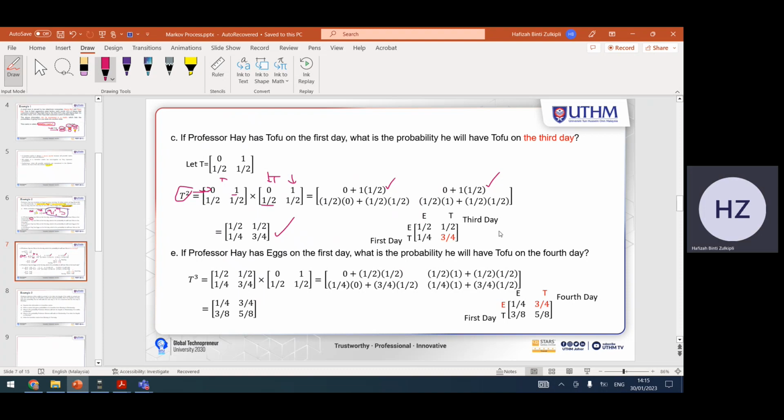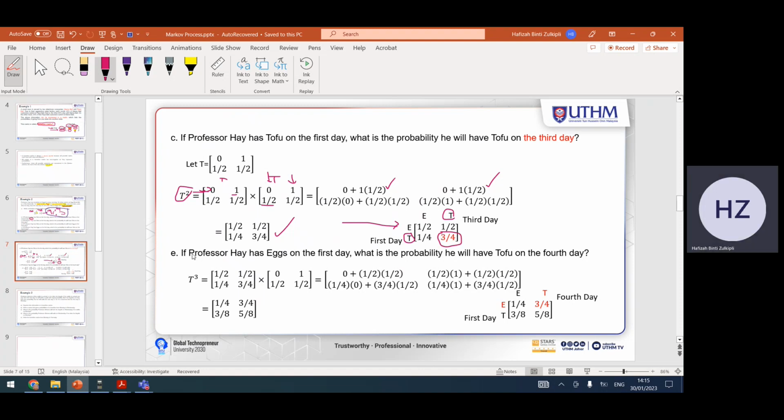Once you get this matrix, you can answer the problem. If Professor Hay has tofu on the first day, what is the probability he will have tofu on the third day? First day he eats tofu, third day he also eats tofu. So what is the probability? The answer comes from this matrix. You can see that the answer for this is 3 over 4.